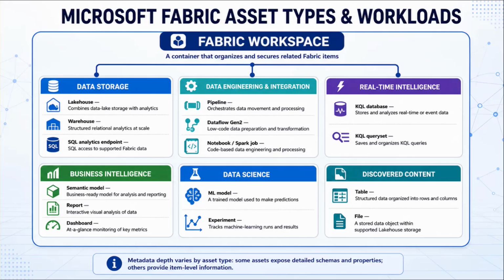So let's take a look at this image diagram we have here called Microsoft Fabric Asset Types and Workloads. It's essentially the Fabric workspace, which is a container that organizes and secures related Fabric items. Now, you don't have to be a Fabric expert, which I am not, to understand how to govern the assets, but you should have a fundamental understanding because you're going to have to govern these assets in the unified catalog. You're going to have to scan these assets into the data map, and you're going to have to know and work with the people that know their data better than you do.